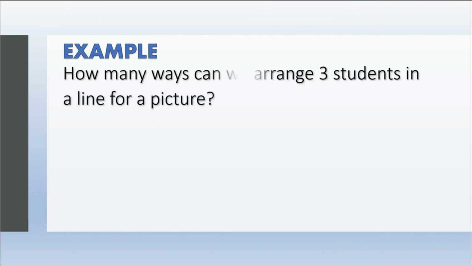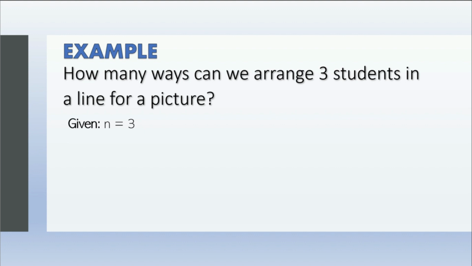Now, let's try to answer the first problem we solved earlier. How many ways can we arrange 3 students in a line for a picture? Using illustrations and the listing method, we determined that we have 6 ways. But let us see if it is the same if we use the n factorial. N in the given problem is equal to 3, which is from the 3 students.